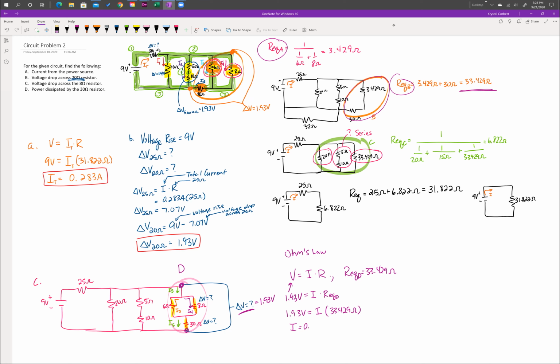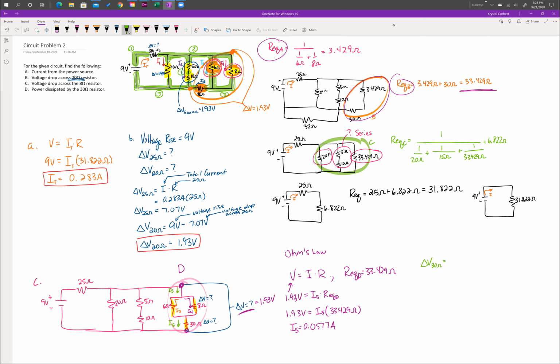And I get 0.0577 amps. So I know that I5 is 0.0577 amps. Knowing I5 is 0.0577 amps, I know that that value passes through that 30 ohm resistor, so I can use that information to find the voltage drop across the 30 ohm resistor.